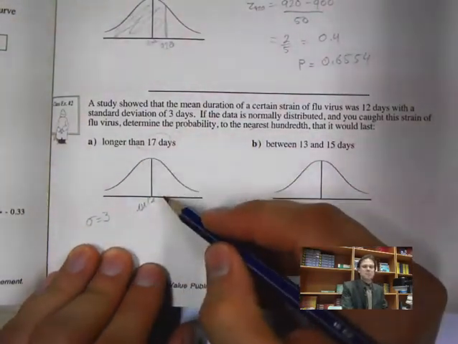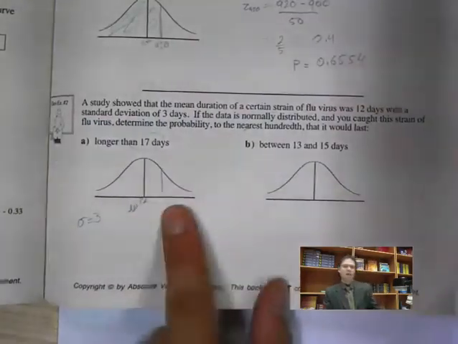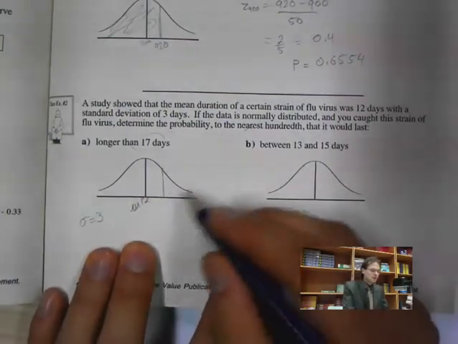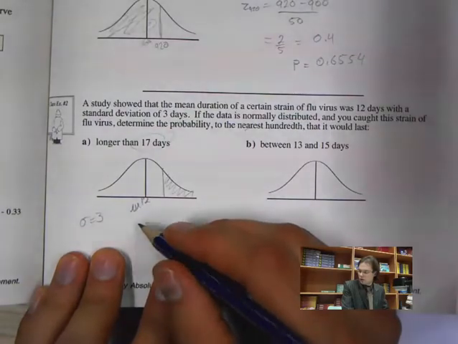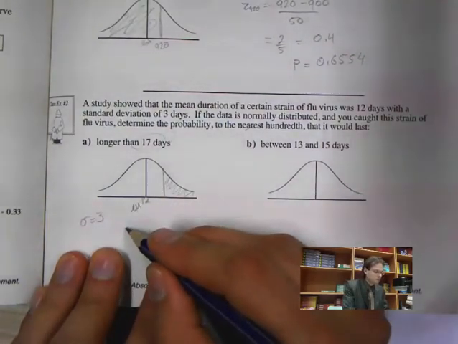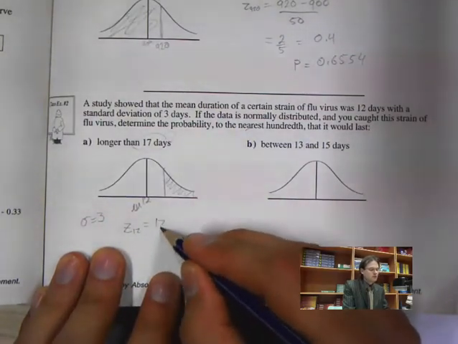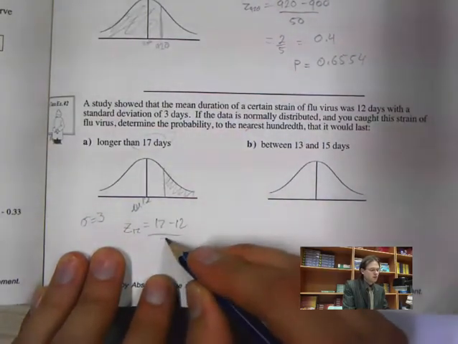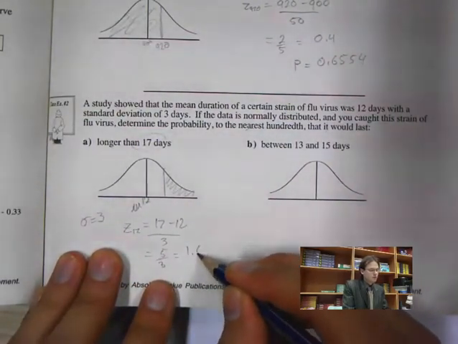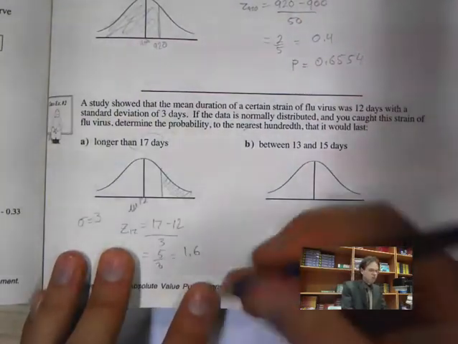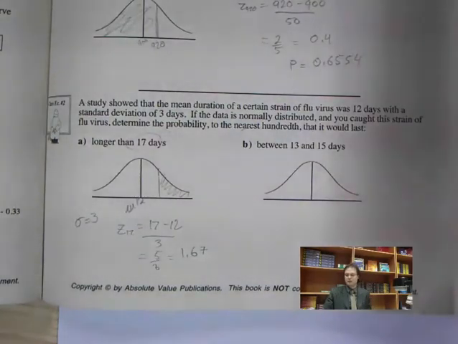So 17 days, is that bigger than 12? Yes. So it lasts longer than 17 days. Well, how far is that away? We have to figure that out for probability, and we want everything over here. So we are going to look at the z-score for 17, which is equal to 17 minus 12, all divided by 3. That's going to be 5 over 3, which is equal to 1.67, because 1.666 rounds to 1.67.